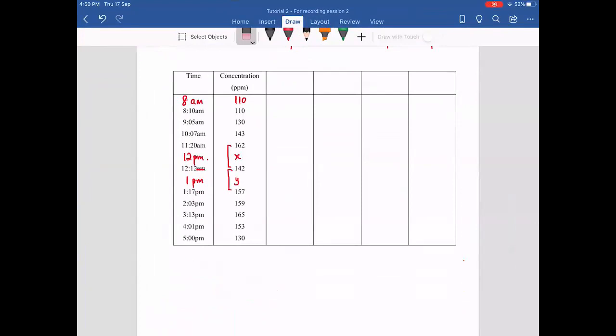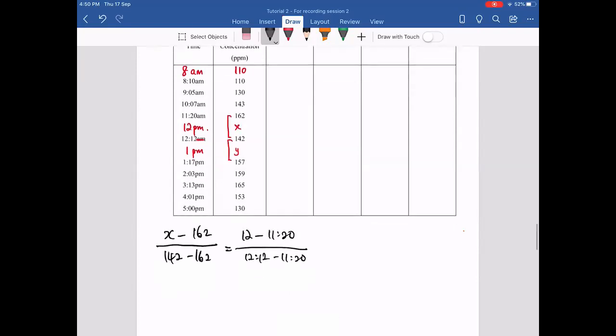To do interpolation, in case you have forgotten how to do it, so simple: x minus 162 divided by 142 minus 162 equals 12 minus 1120 over 12 minus 1120. So here you have 40 minutes over 52.